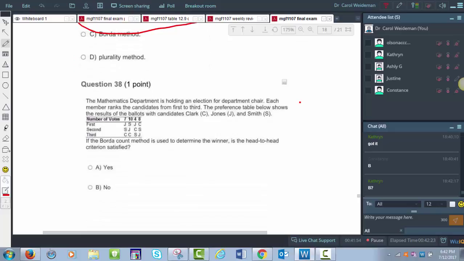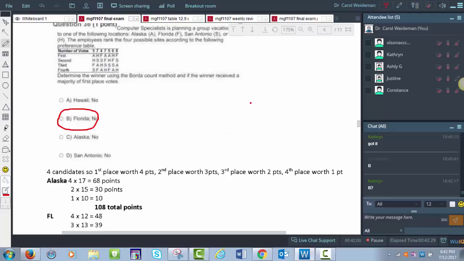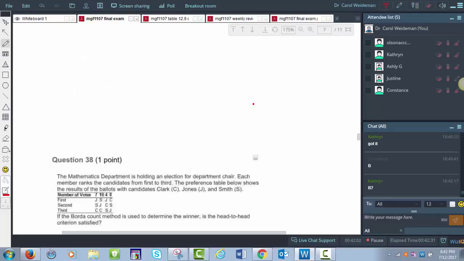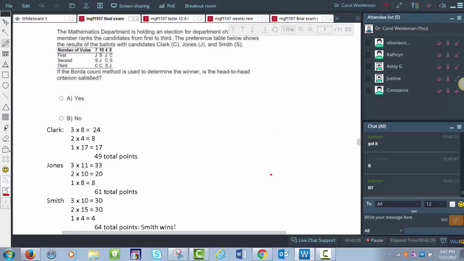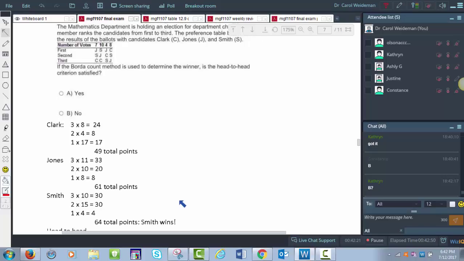The mathematics department held an election for a chair. Here's the results. If we use Borda count, is the head-to-head criterion satisfied? So let's go over here. If I do the Borda count on this one, there are 3 choices, so 3, 2, 1 for the points. Clark has 8 first place votes, 4 second place, and 17 third place. Here's his total. Here's Jones. Here's Smith. So Smith won by Borda count.